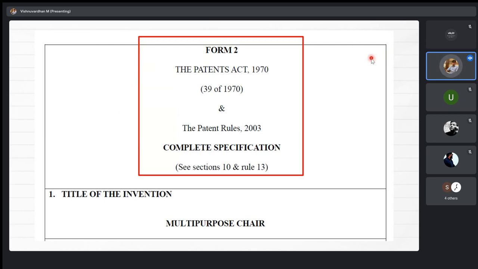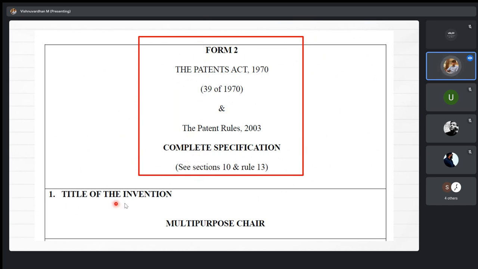Okay, this you will have to write even in the patent agent exam. Start with form number 2. They expect you to write all this: the Patents Act 1970, 39 of 1970, and the Patent Rules 2003, complete specification. If it is a provisional specification, you'll have to write provisional specification, see section 10 and rule 13. This is what you will have to start your answer with always. Mug it up. I don't know how you guys are going to do it. Spend the next 2-3 days just reading this again and again, mug it up and write this. Start your answer like this.